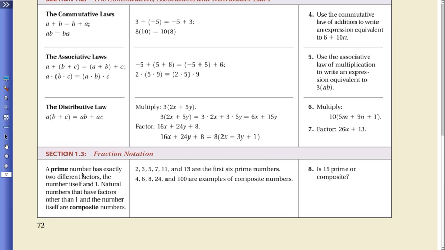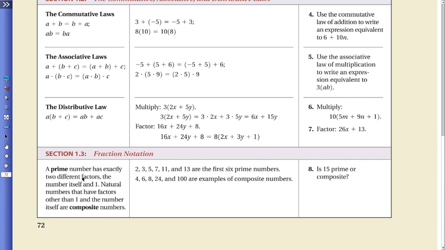Then they get into fraction notation, and the first thing they do is they go into what a prime number is. Notice this black type means that it's a defined word. It's going to be important that you understand exactly what that word means, and here's the exact definition of a prime number. It exactly has 2 factors. Now, if you don't remember what a factor is, that doesn't do you much good. But factors are parts of multiplication. So, definition of prime number: has exactly 2 factors.